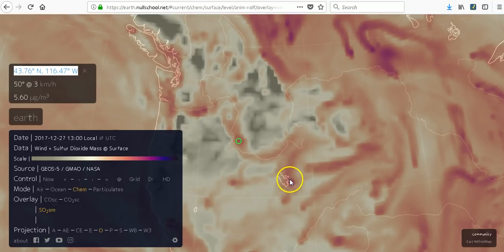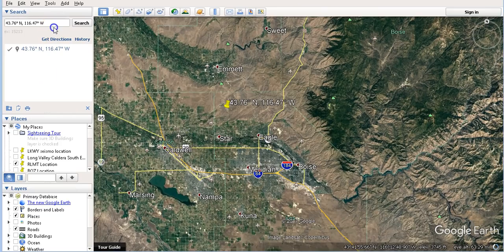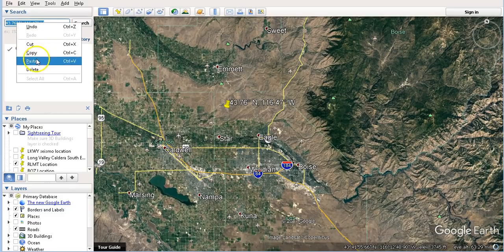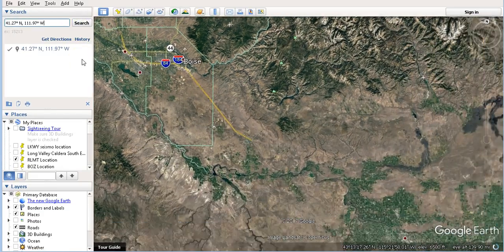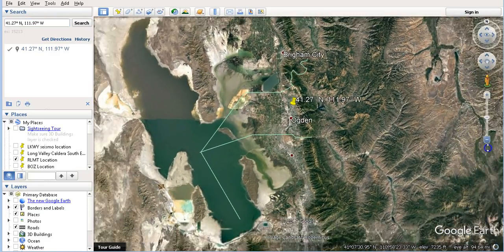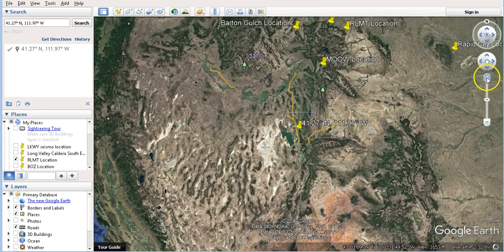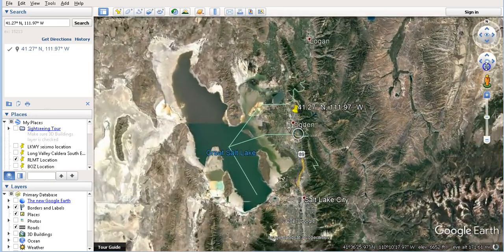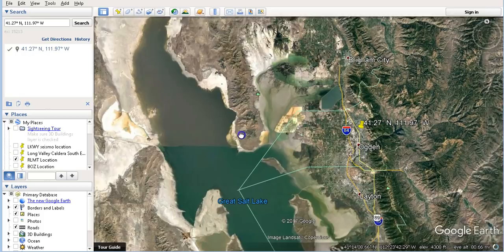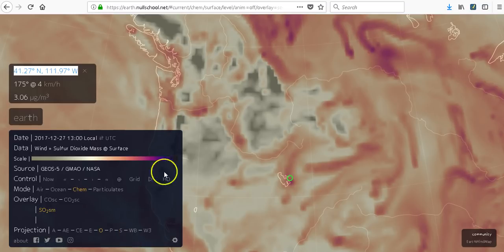Right, let's see. It was right up in this area right here, so let's say it's right there. Copy. And why don't we paste? Here's the second stationary plume. Wait a second. Is that Utah? That's Utah. Oh wow, that's weird. That looks like, yeah, Great Salt Lake. And that's coming from Ogden. God knows why there's SO2 being emitted there.